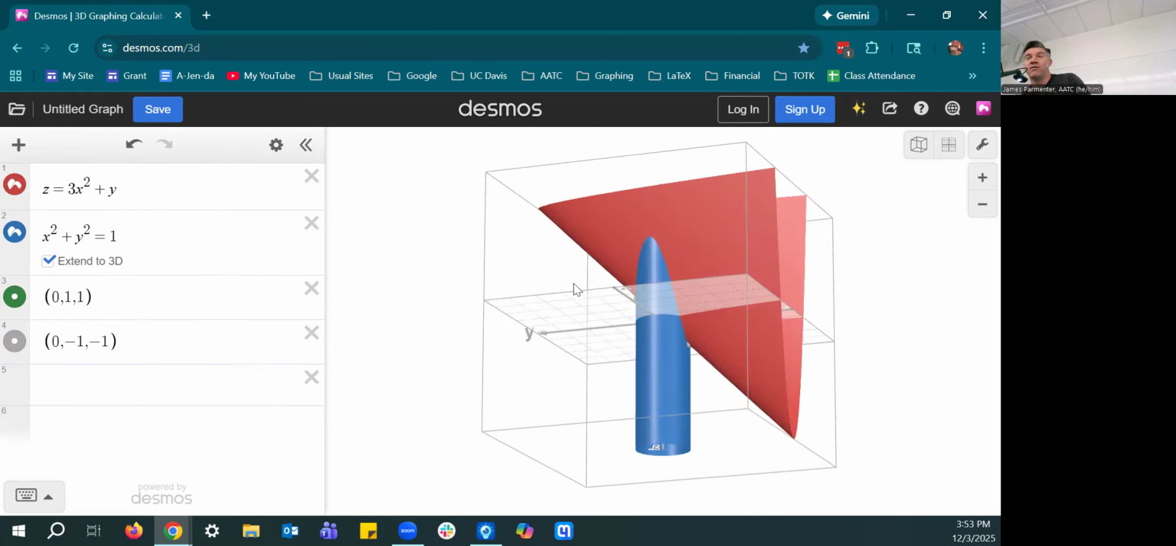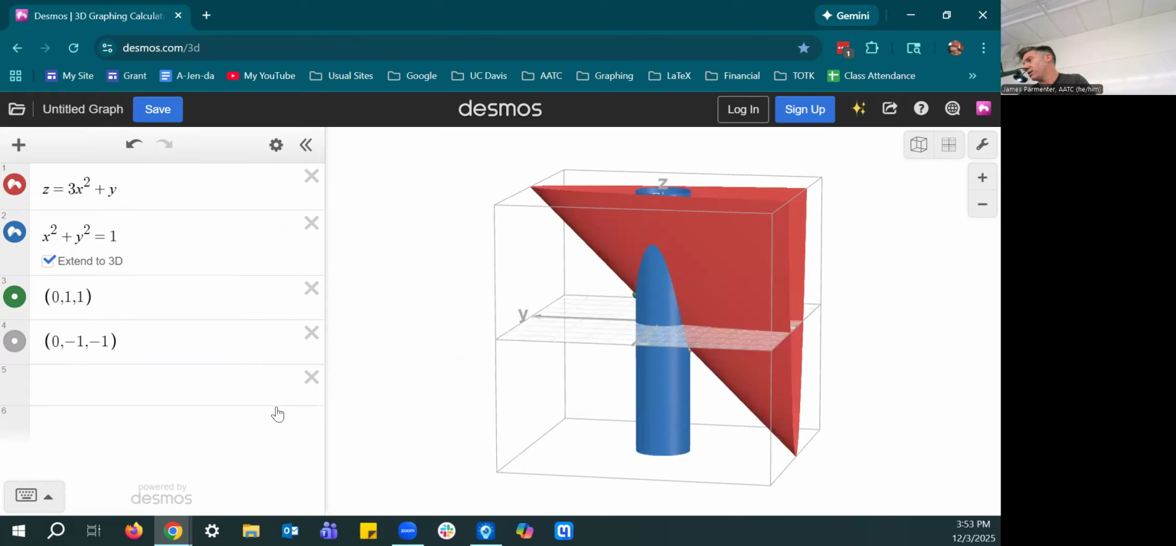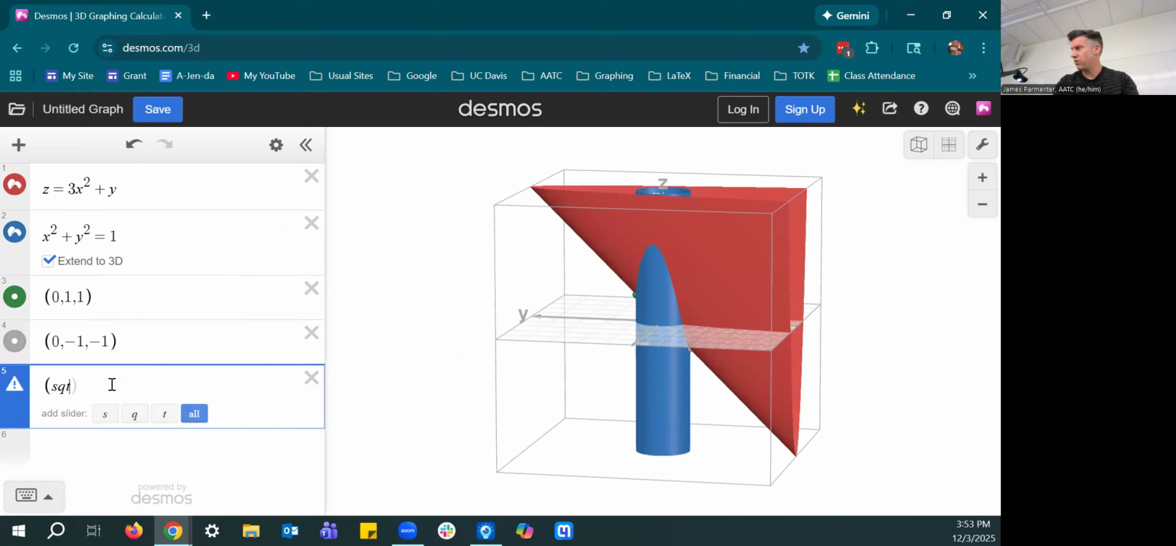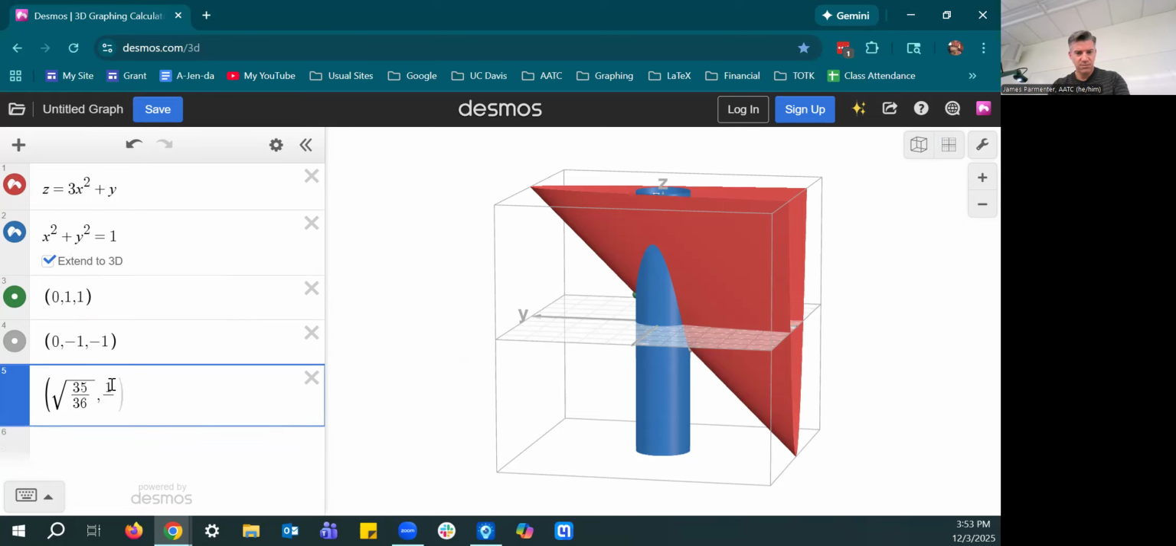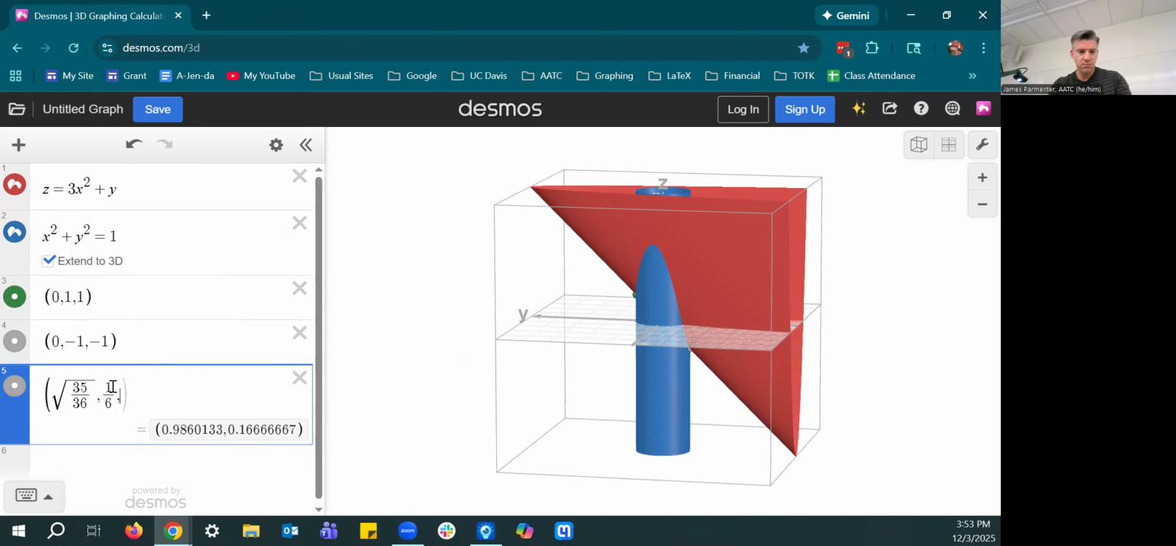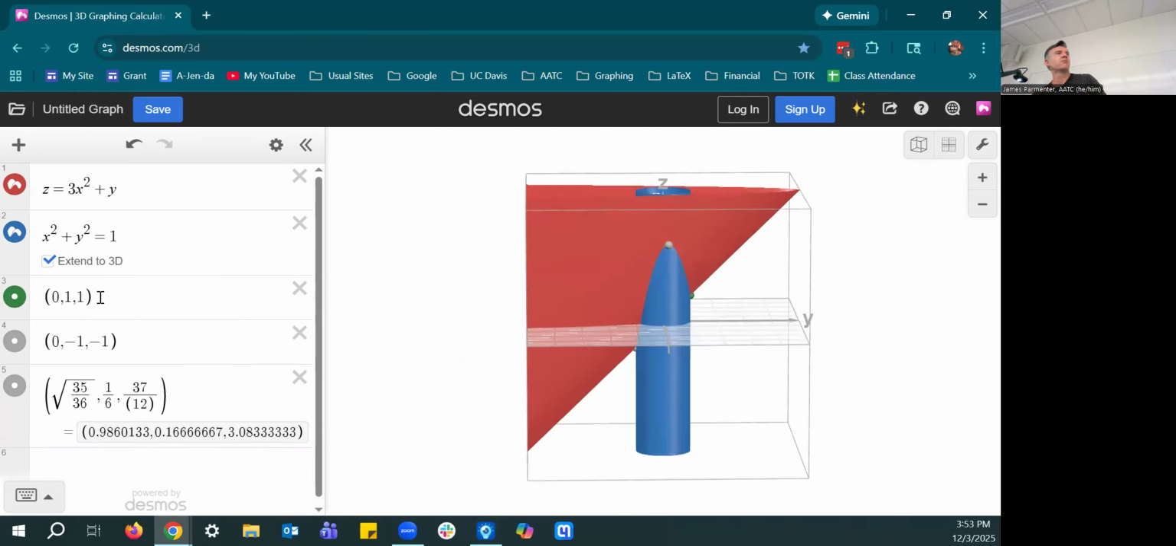That's your absolute minimum of this surface subject to the constraint that you're on the cylinder. And then our two maxima are there and on the other side. And if we plot them here, which is a little bit grosser to plug in, the x value is the square root of 35 over 36, and then the y value was 1/6, and then the z value was 37 over 12. And I guess it's on the other side. There it is right there.